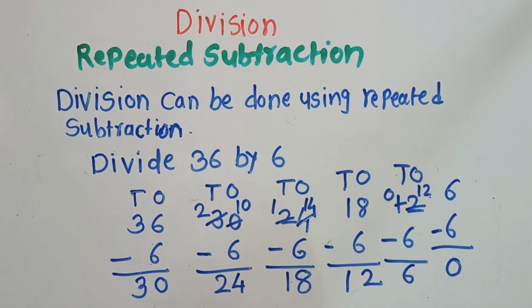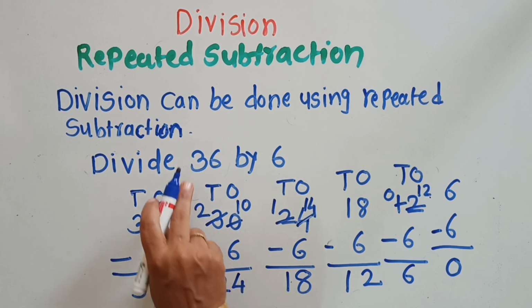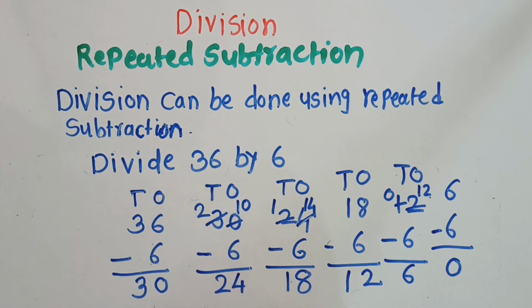Okay. Thus, yes, 36 divided by 6 is equal to 1, 2, 3, 4, 5, 6. Yes, 6 is the quotient or answer. And you know children, 6 times 6 is 36. Okay, so our answer is correct.